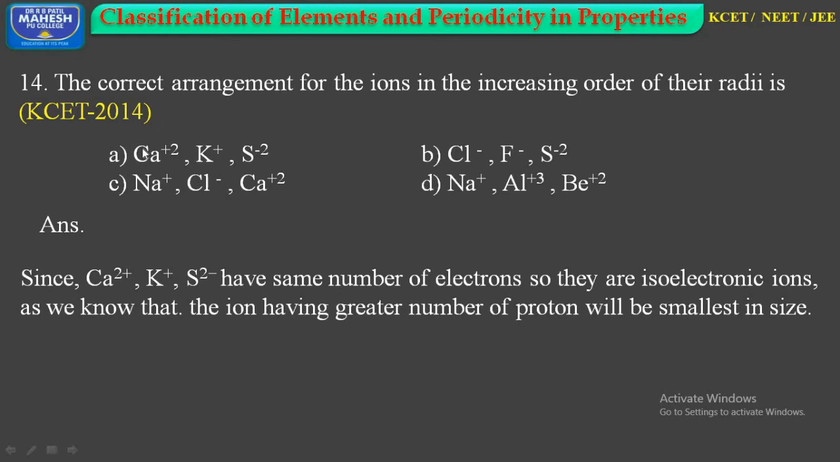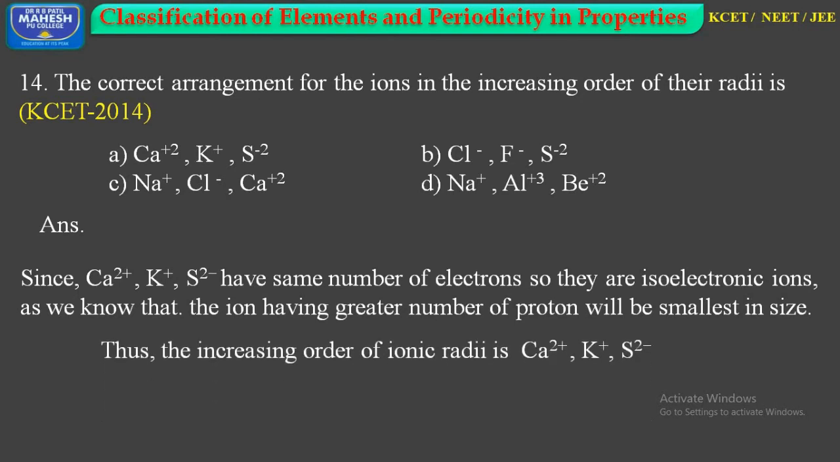So within option A, calcium cation, potassium cation, sulfide anion, so these are isoelectronic ions. When we consider isoelectronic ions, the ion which is having more number of protons in the nucleus gets the smallest size, because greater would be the effective nuclear charge. So when effective nuclear charge increases, atomic size decreases.